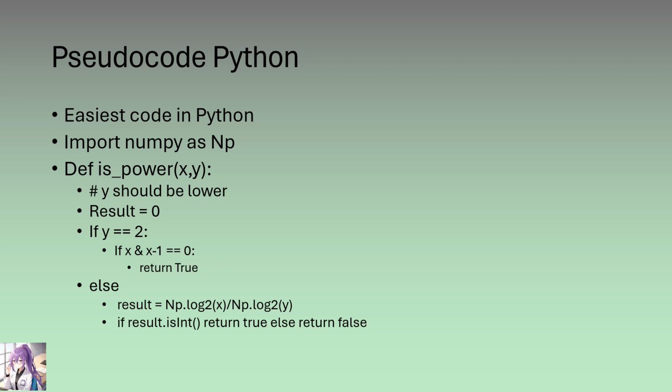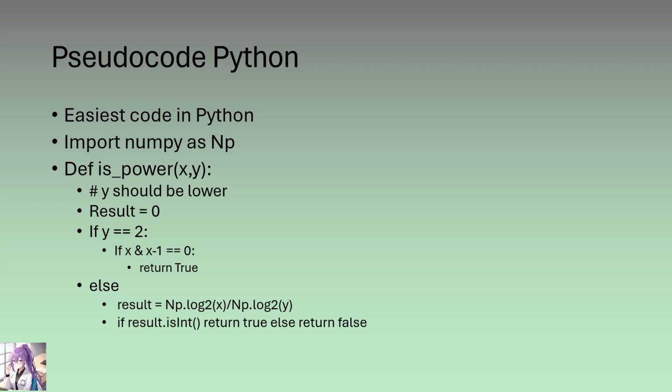Next, we're going to check to see if y equals 2. If y equals 2, we're going to use the bitwise arithmetic trick I mentioned earlier, and we're going to do the operation of x and x minus 1. If that equals 0, we know the number is a power of 2, so we return true.